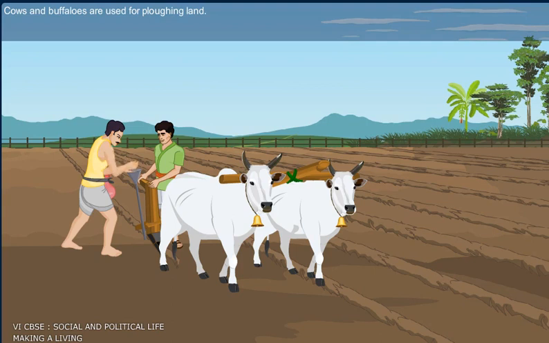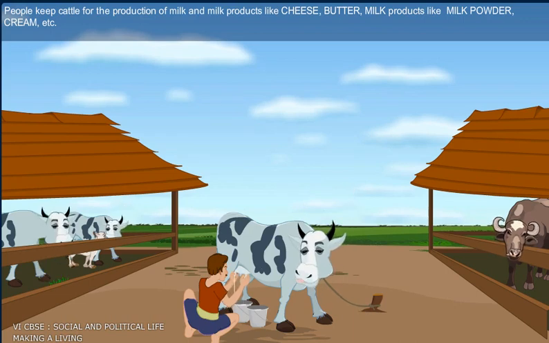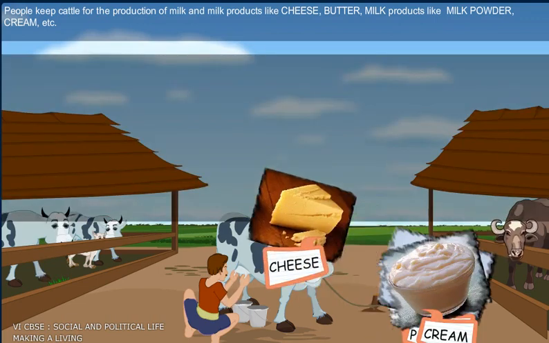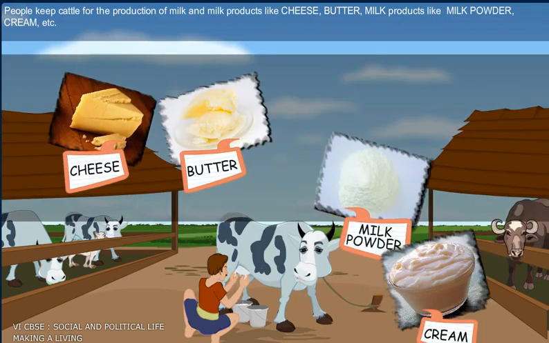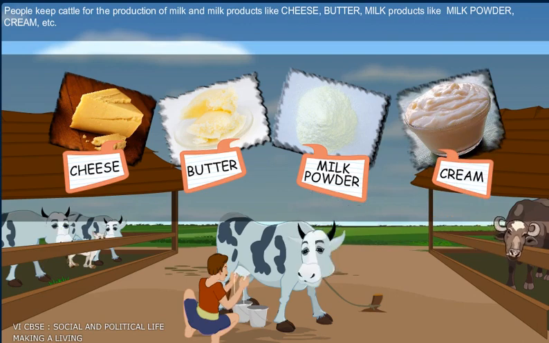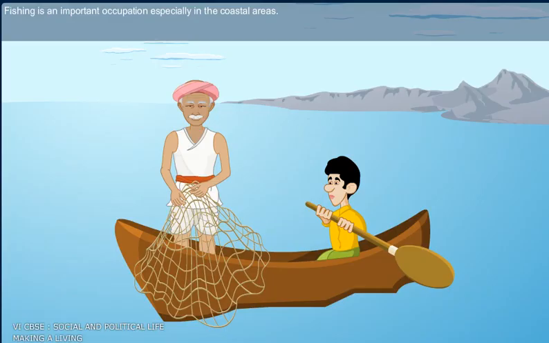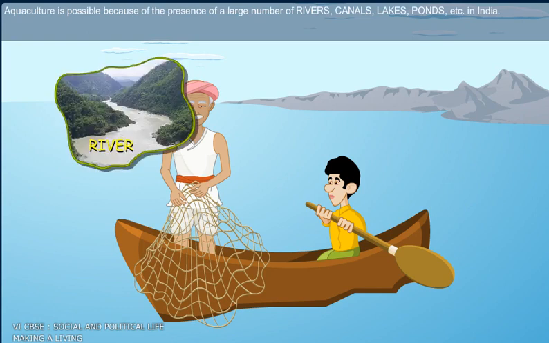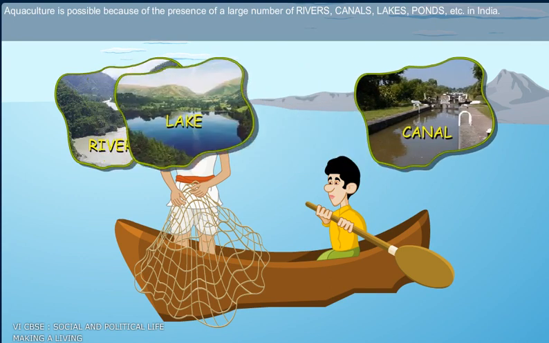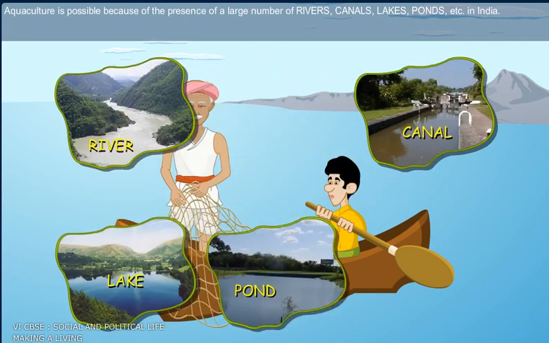Cows and buffaloes are used for ploughing land. People keep cattle for the production of milk and milk products like cheese, butter, milk powder, cream, etc. Fishing is an important occupation, especially in the coastal areas. Aquaculture is possible because of the presence of a large number of rivers, canals, lakes, ponds, etc. in India.